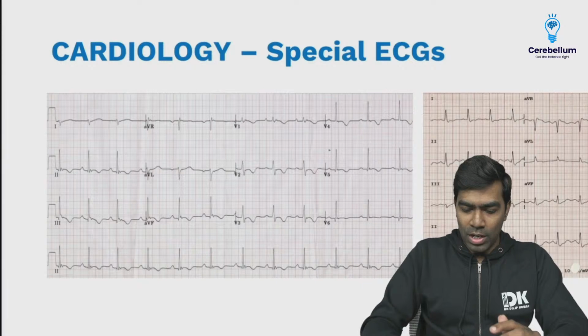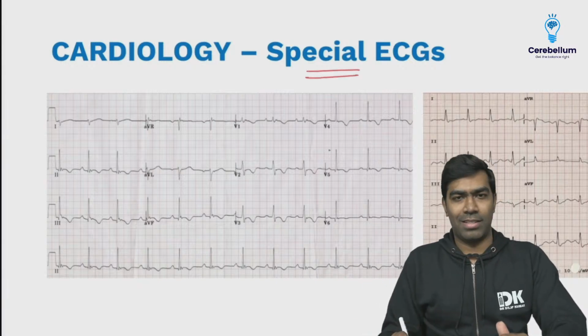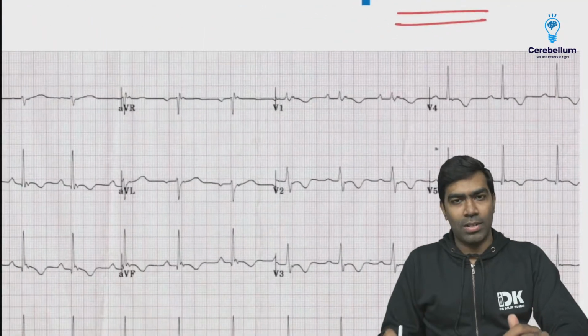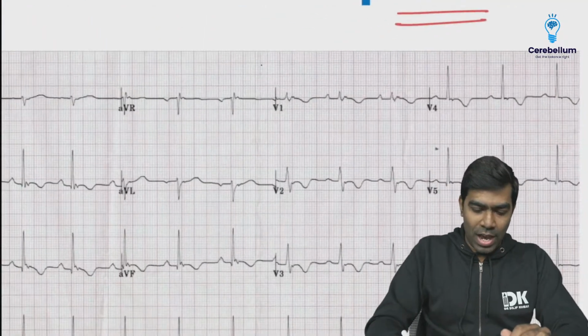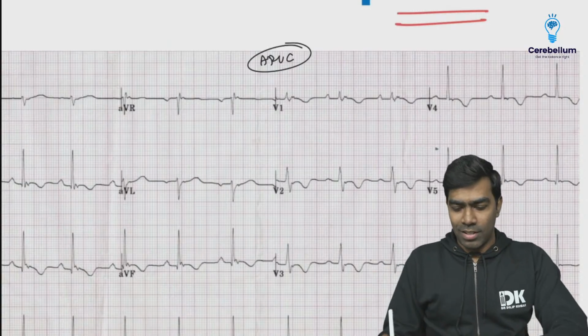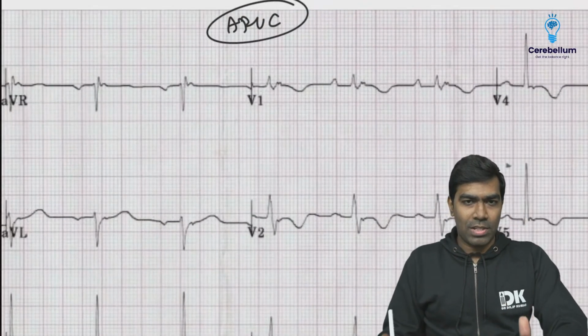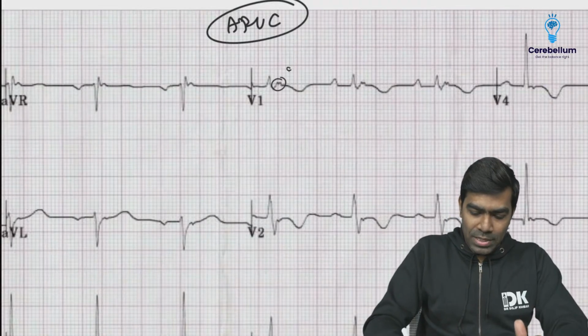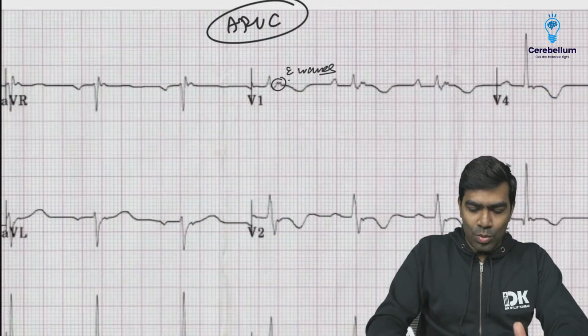These are the important ECGs that can cause sudden death in individuals, especially young individuals. Look at ECG number 1. This is an ECG of arrhythmogenic right ventricular cardiomyopathy or ARVC. What do you tend to see in ARVC? You are going to see something called epsilon waves. So what are epsilon waves?